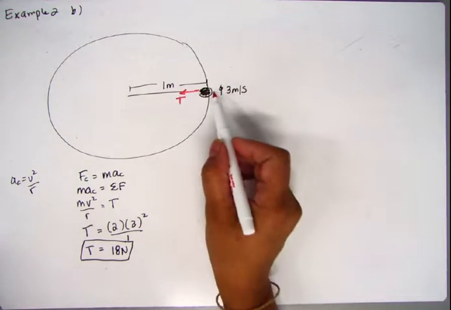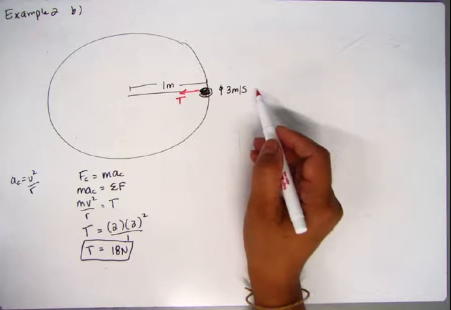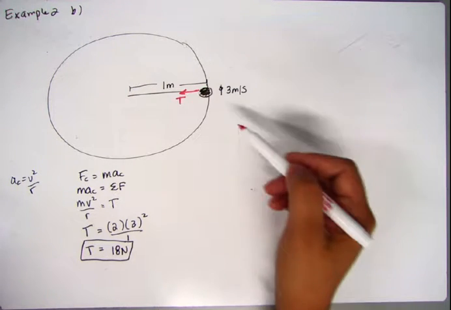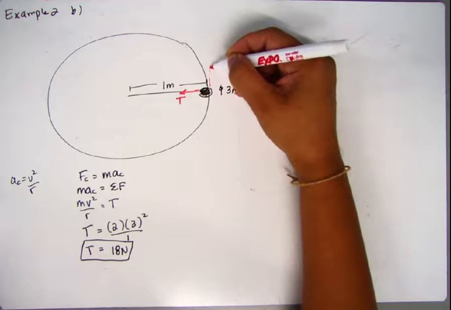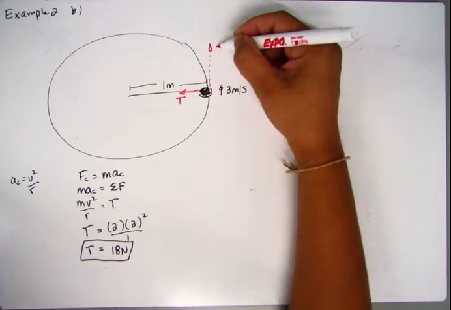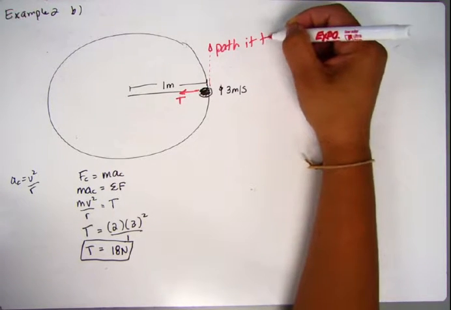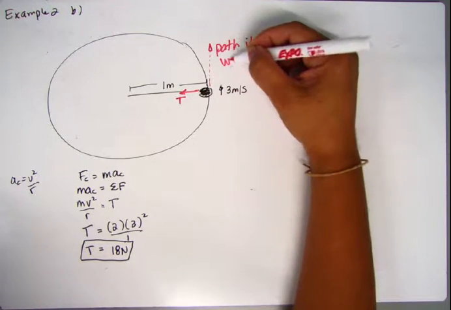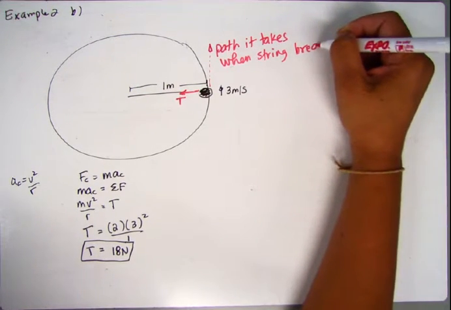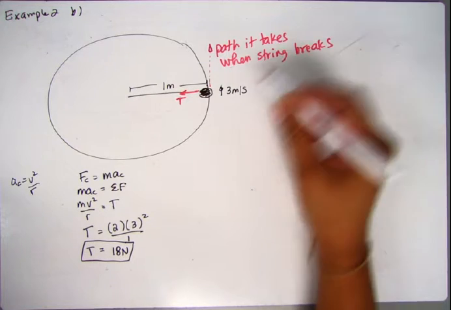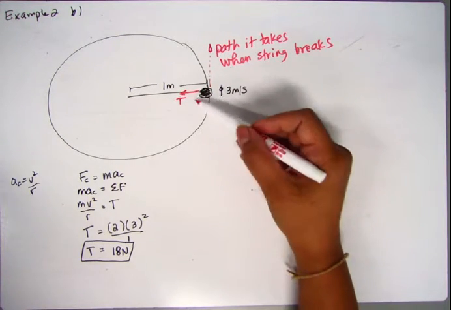A lot of people want to say it's going to fly outward because you feel like you're being thrown outward when you're in some kind of circular motion. But what will actually happen to this object is that it will fly tangential. So the path it takes when the string breaks, basically it's like this. When the string breaks, there's no force acting on it, right? There's no more force keeping it in a circle.